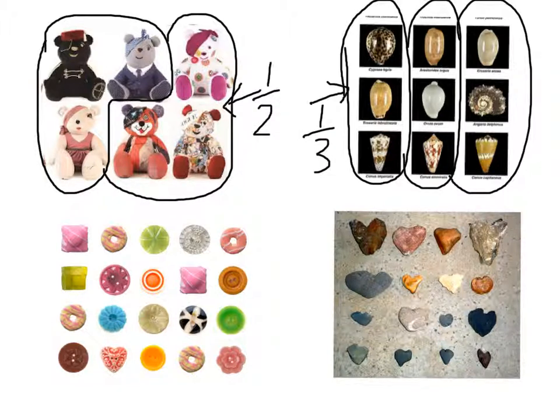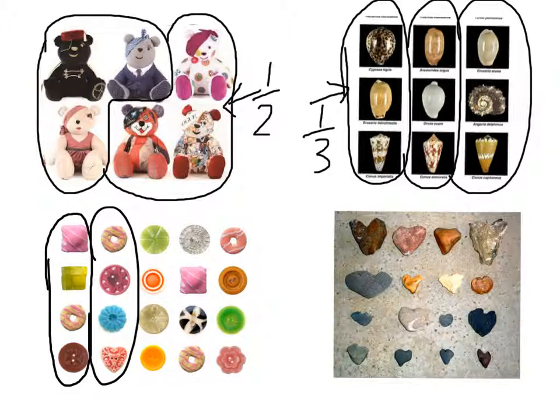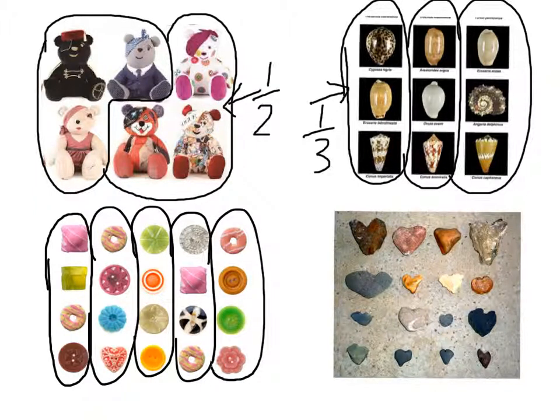Let's look at my buttons now, and I'm going to group that collection of buttons to show fifths. So I have my whole group of buttons, and I'm going to create 5 equal groups. 1, 2, 3, 4, 5. So I've got 5 equal groups, and I know they're equal because they have 4 buttons in each of those groups, and one of those groups would be considered 1/5 of my collection of buttons.